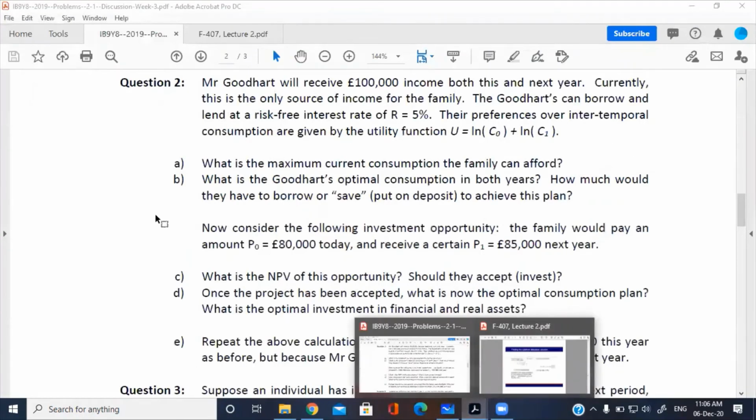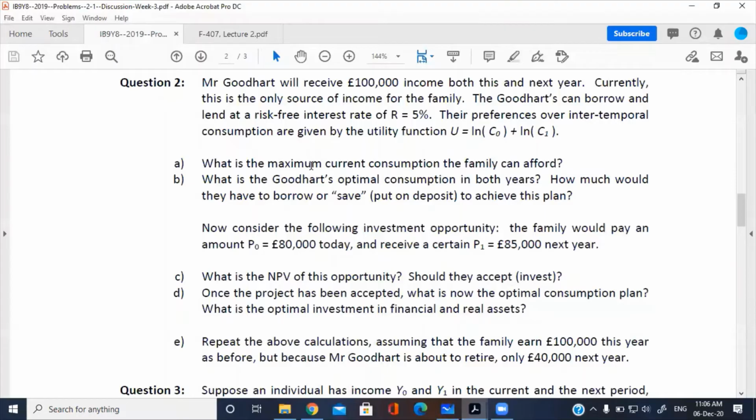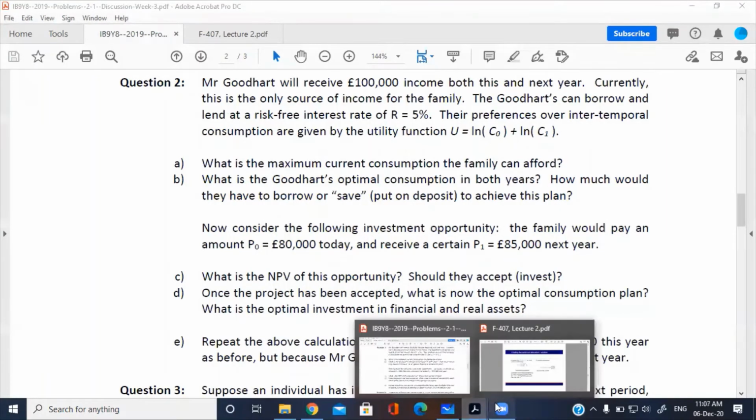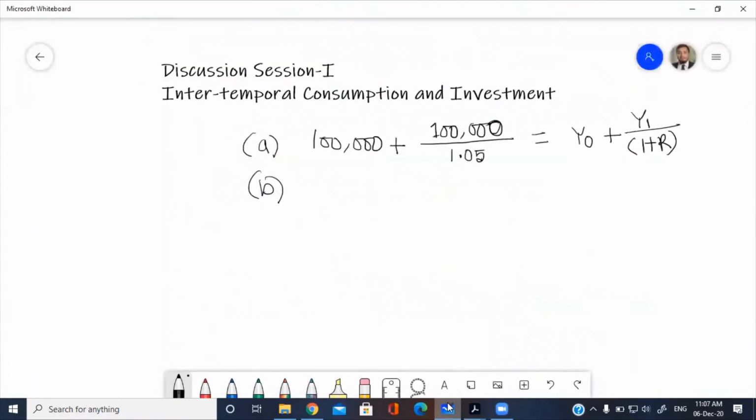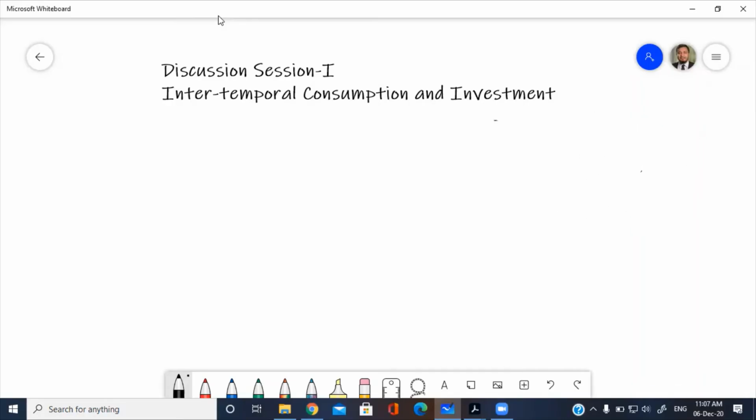Second one, what is Mr. Goodhart's optimal consumption in both years? How much would they have to borrow or save? Either borrowing or saving can happen to achieve this plan. To get the optimal consumption, you can recognize that we have to go to the first order condition of the utility function.